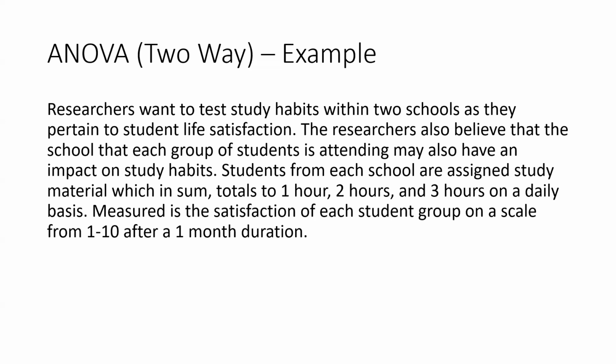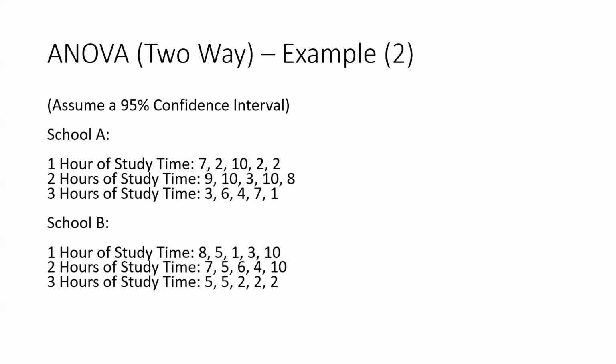The researchers also believe that the school that each group of students is attending may also have an impact on study habits. Students from each school are assigned study material, which in sum totals to 1 hour, 2 hours, 3 hours on a daily basis. Measured is the satisfaction of each student group on a scale from 1 to 10 after a 1-month duration. And we're going to be assuming a 95% confidence interval. So here are students from school A who studied for 1 hour: 7, 2, 10, 2, 2. Here are students from school B who studied for 1 hour: 8, 5, 1, 3, 10.